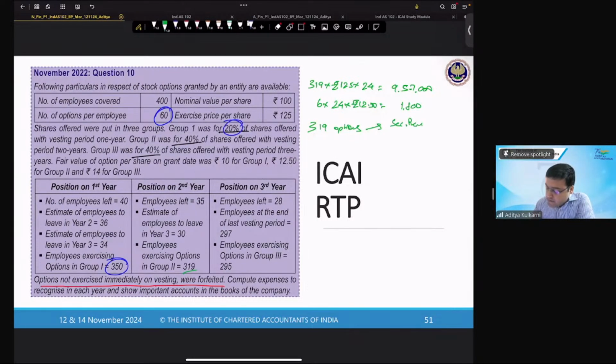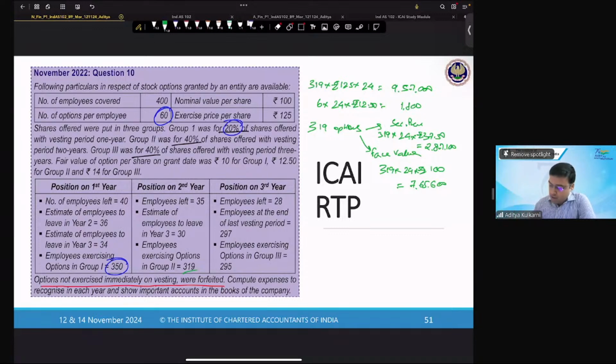And finally, for these 319 options, I will have securities premium and face value. 37.5 is the securities premium. So 319 into 24 into 37.5, that is 2,87,100. And face value 319 into 24 into 100. So that comes to 7,65,600. All right. So that's it.